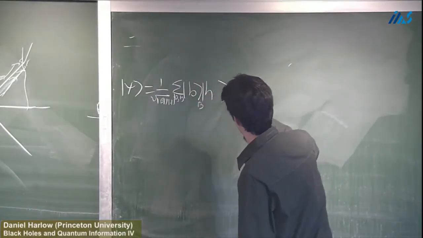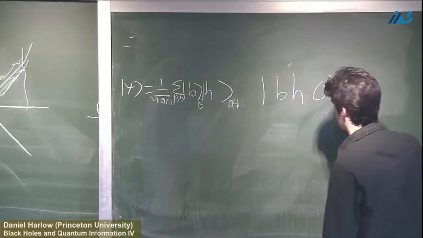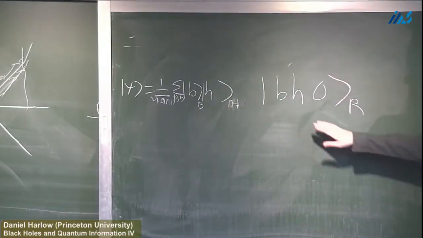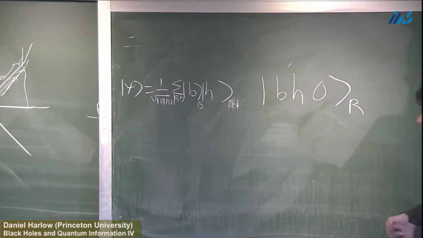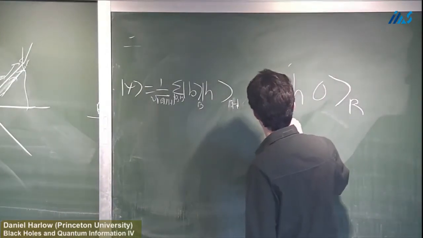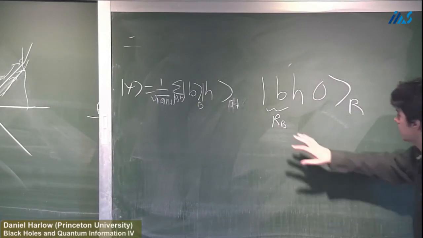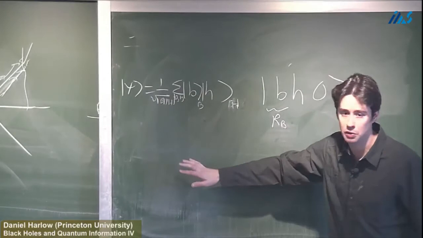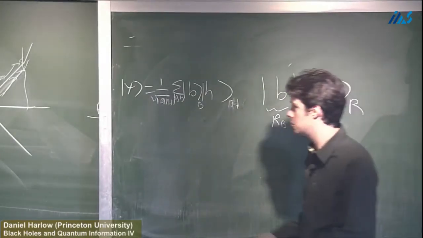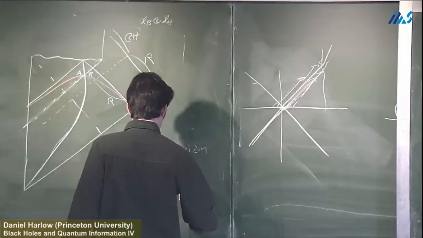There's some basis for the radiation where the quantum state just looks like this. And then we can think of the B here as being a subfactor of R, which I'll call R_B. Okay, it's just some subfactor of the radiation, and it has the property that if you look at the joint state of R_B and B, it's close to pure. So B is purified by R_B, and that is necessary to have unitary evaporation.